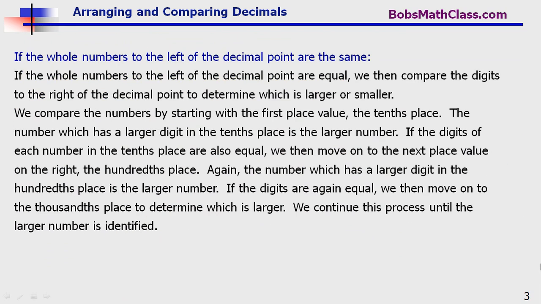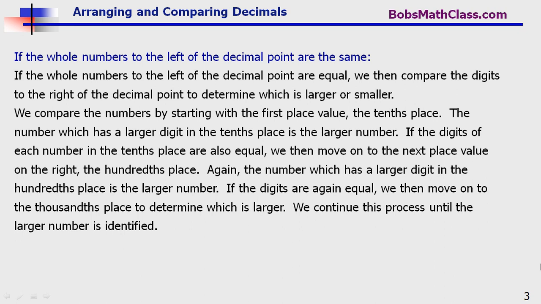Now, if the whole numbers to the left of the decimal point are the same, well, then we have a different procedure. The whole numbers to the left of the decimal point are equal, so we compare the digits to the right of the decimal point to determine which is larger or smaller.